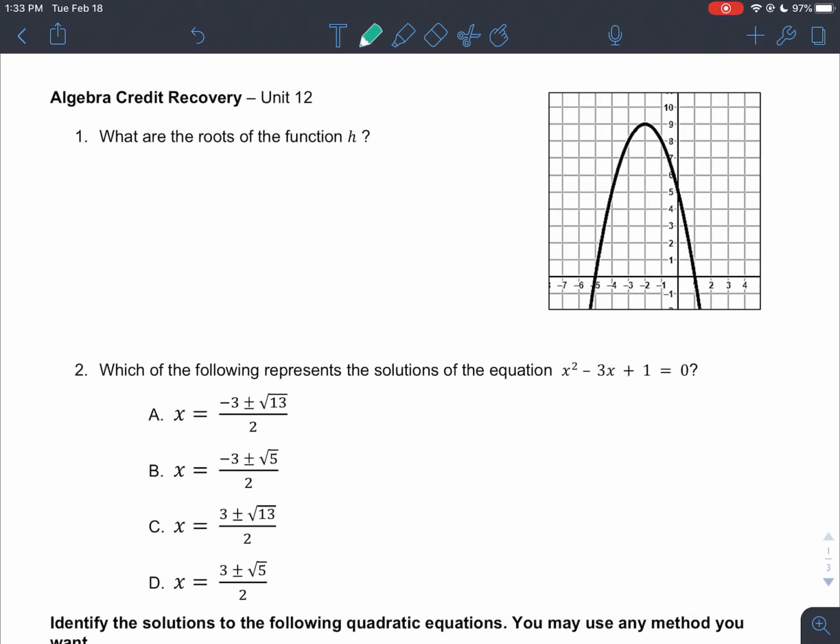This is the Algebra 1 credit recovery for Unit 12. Number 1 asks, what are the roots of the function h?